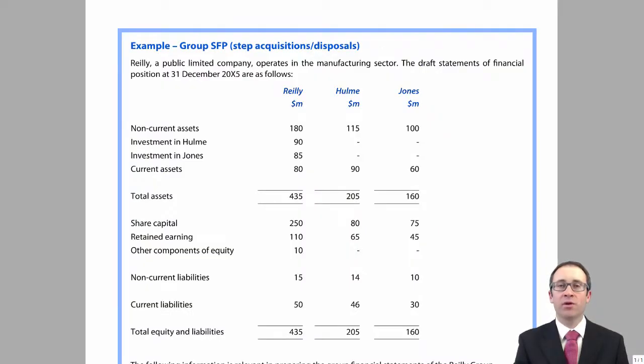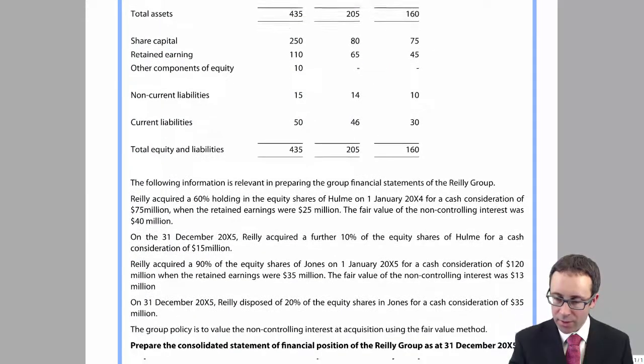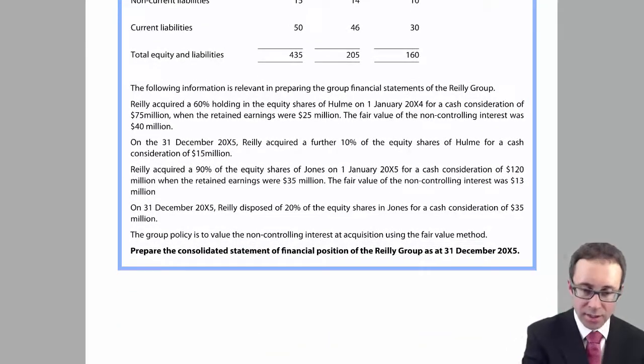So let's go through and have a look at a group statement of financial position that incorporates a bit of a step acquisition or a step disposal. So what have we got? Let's go through and have a look at the requirement, which is there at the bottom of the page.